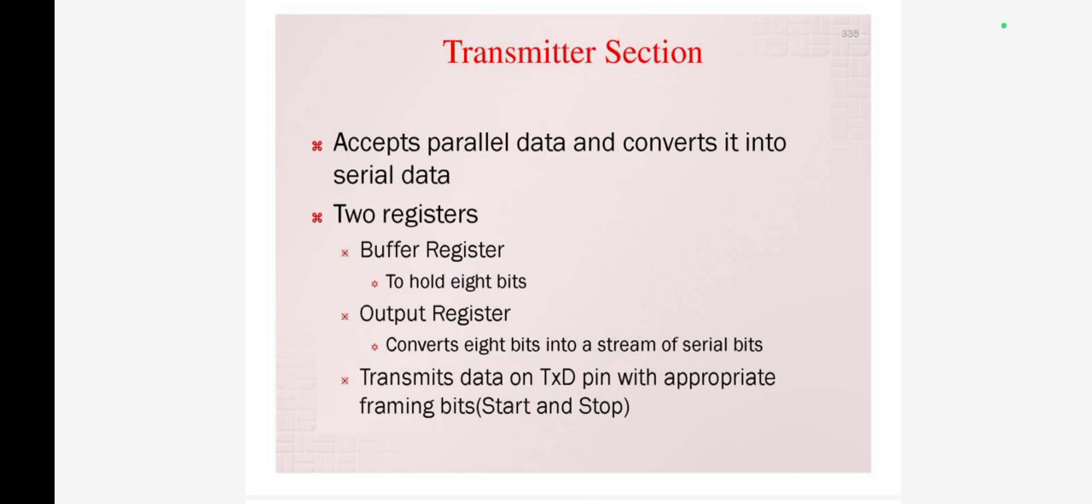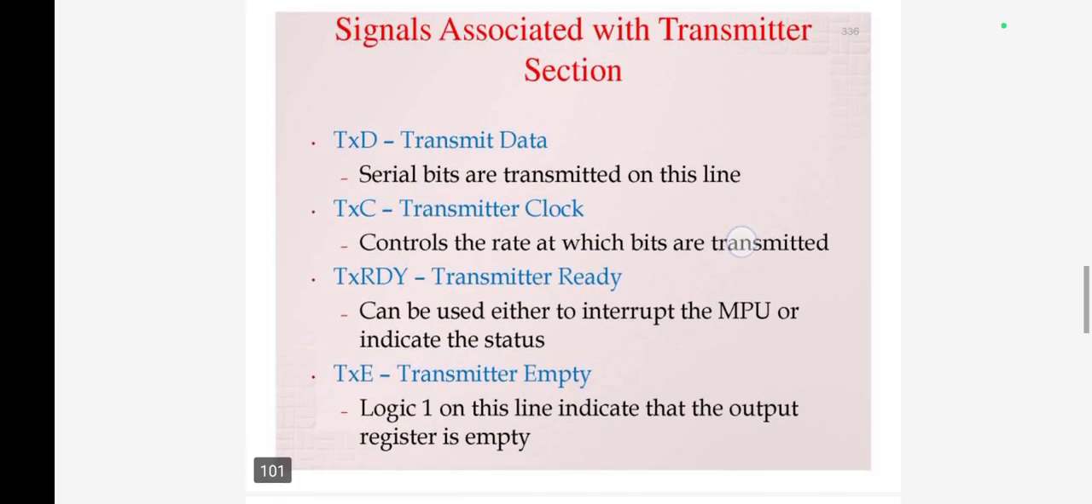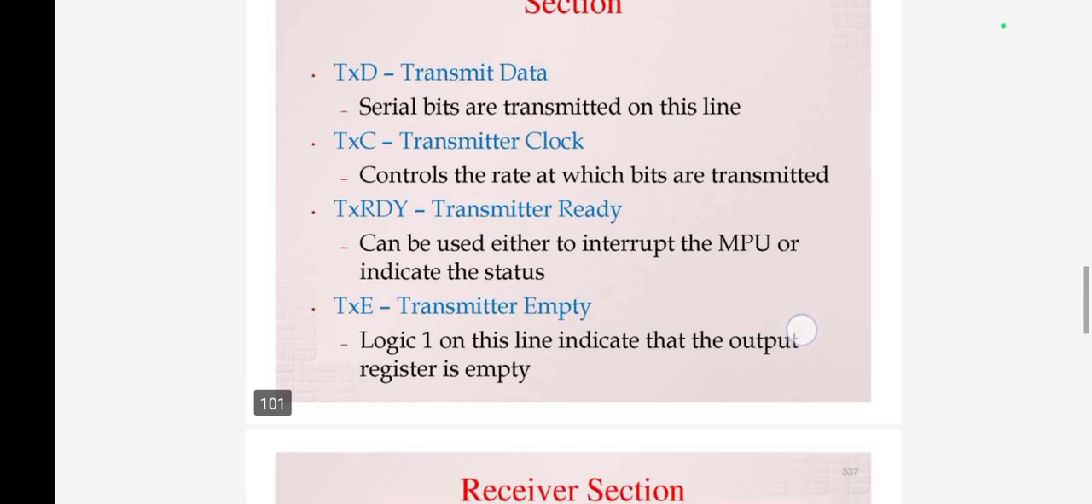In the transmitter section, it accepts the parallel data and converts it into serial data. It has two registers, namely buffer register and output register. The buffer register is used to hold the 8 bits and the output register converts the 8 bits into a stream of serial bits, and it transmits the data on the transmit data pin with appropriate framing bits. Signals associated with the transmitter section are transmit data, transmit clock, transmitter empty and transmitter ready.